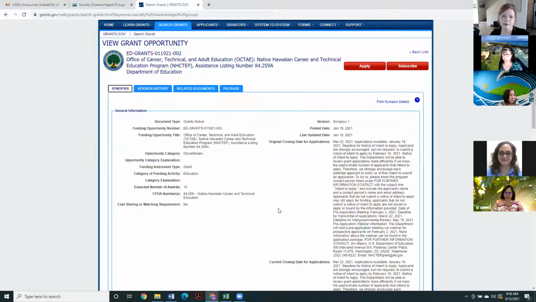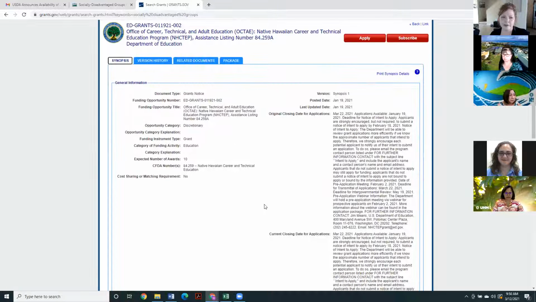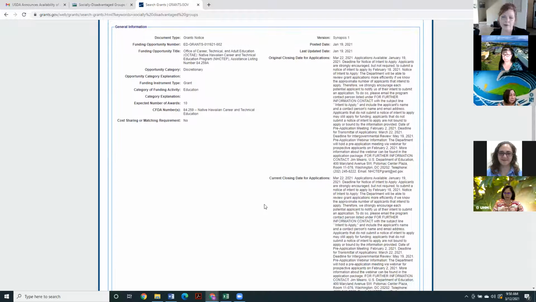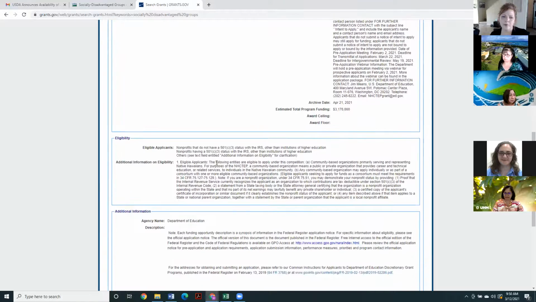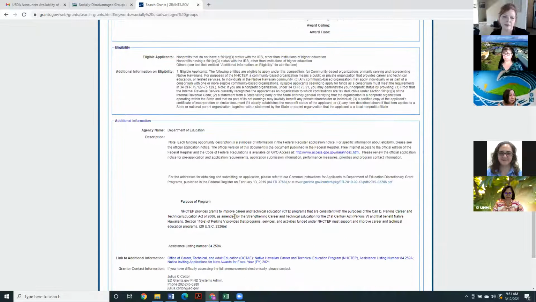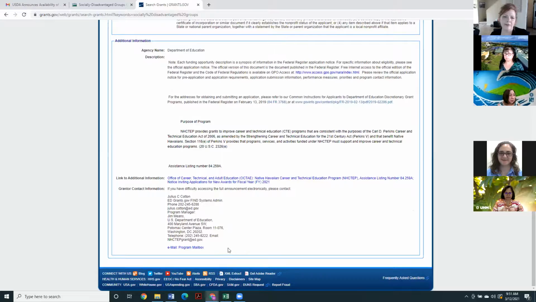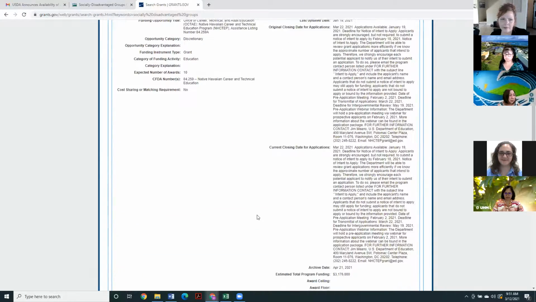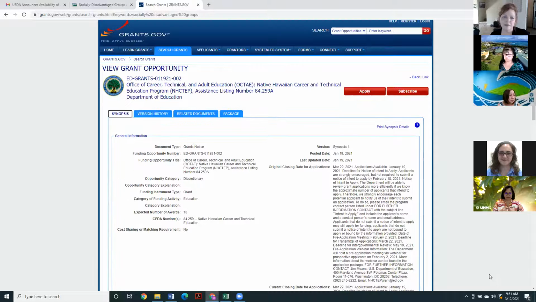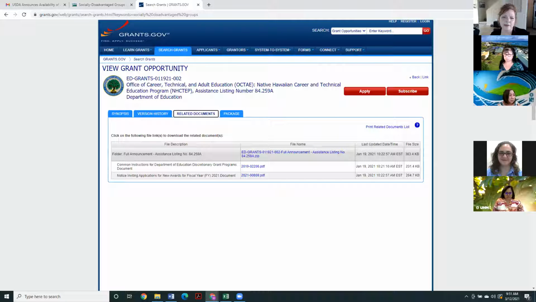So you can find out the basic information by looking on the cover page. So I can see who's eligible. This is nonprofits. I can see different information about the grant, who to contact for questions. I think they have, oh yeah, just some basic information. But if you go to related documents, they have the notice.